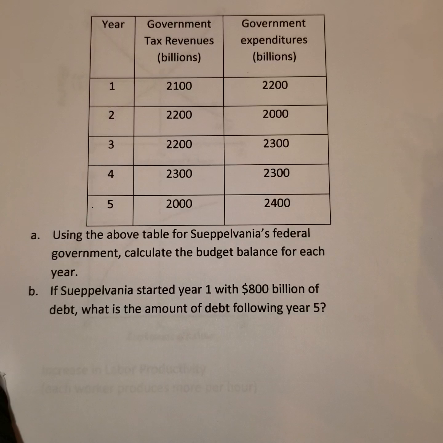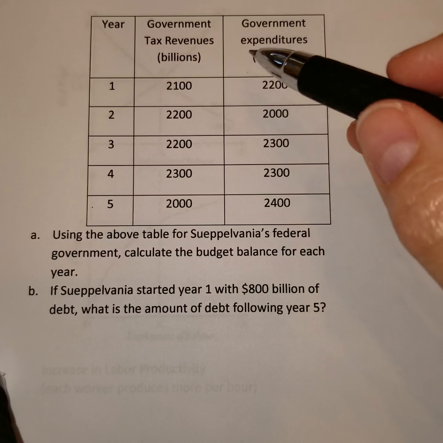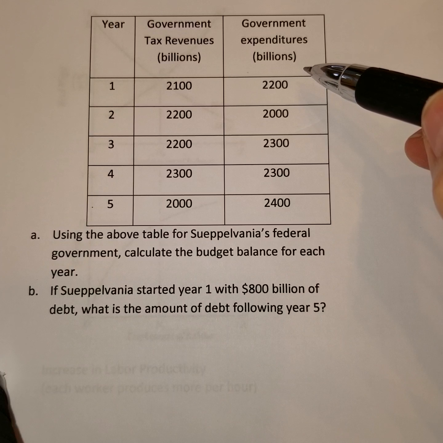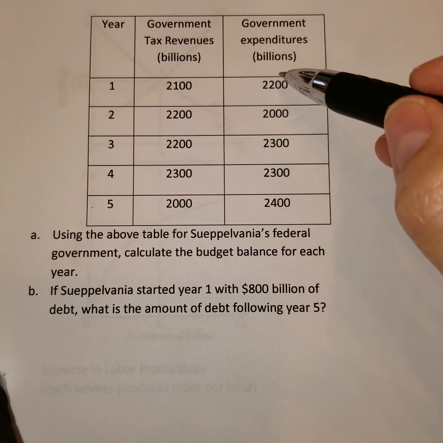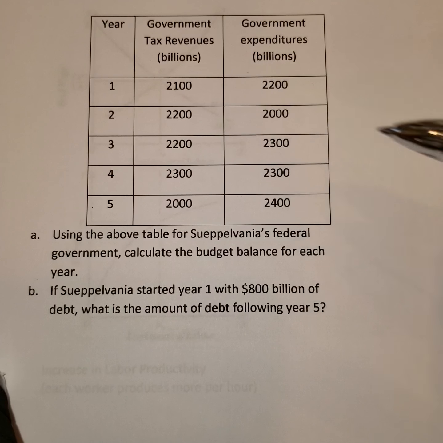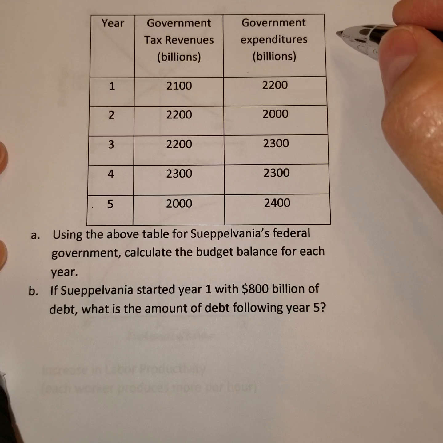Here we're going to try to calculate the government's budget balance. That's asking, do we have a surplus, do we have a deficit, or do we have a balanced budget? So if the revenues are greater than expenditures, we have a surplus. If the expenditures are greater than the revenues, we have a deficit. If they're equal, then we have a balanced budget. So let's go ahead and calculate the budget balance for each of these years.